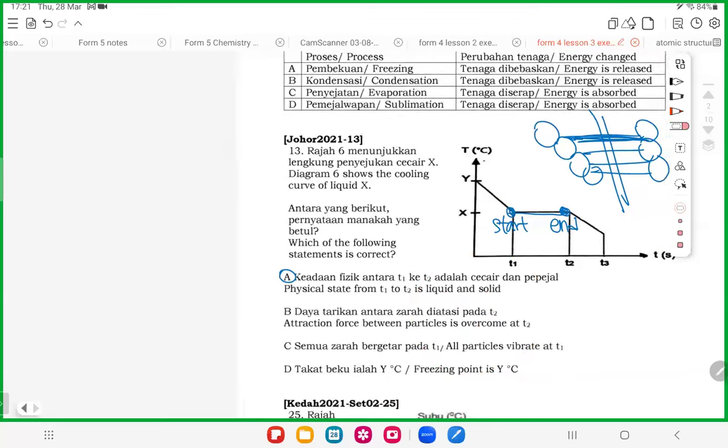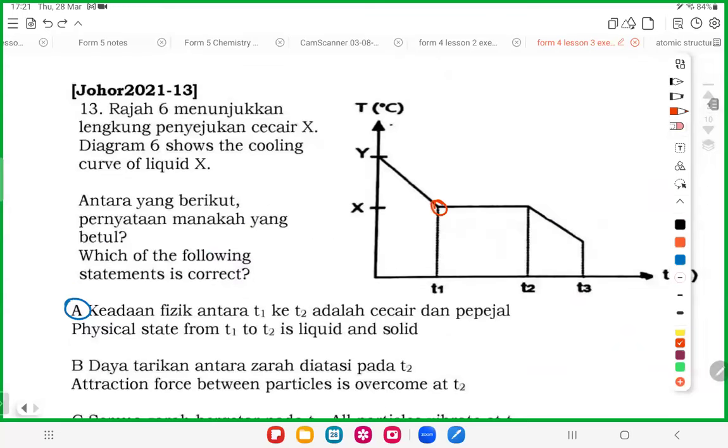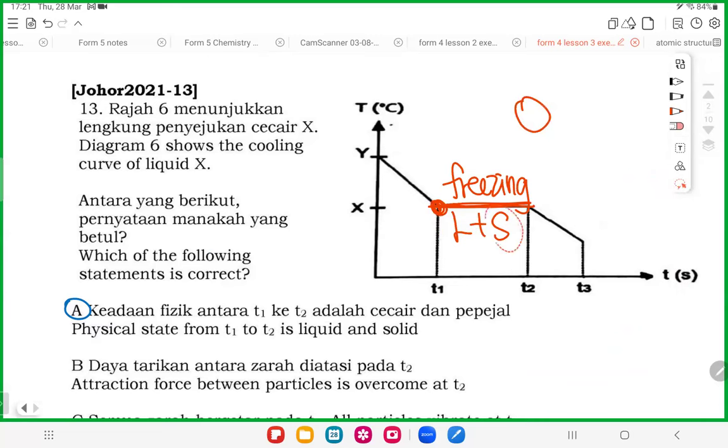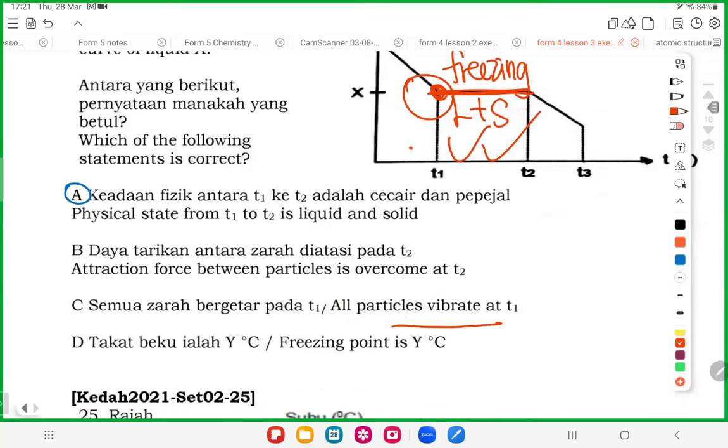Answer C, all the particles vibrate at T1 only. T1 is on the horizontal line, where the freezing is ongoing. When freezing is ongoing, you have liquid and solid. The liquid can move freely, the solid can vibrate, isn't it? So by right, you should have both vibrating and moving freely because at T1 you have liquid and solid. But they only say vibrate, which is wrong.